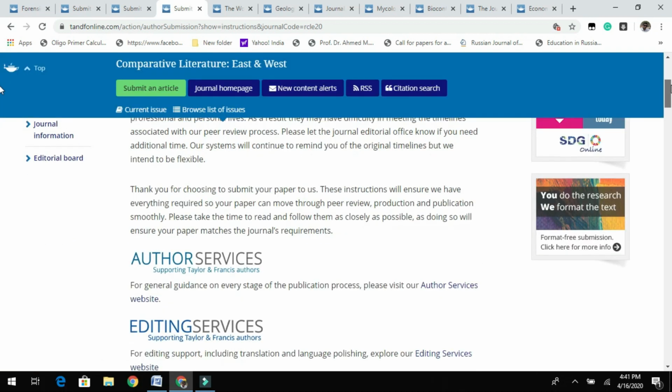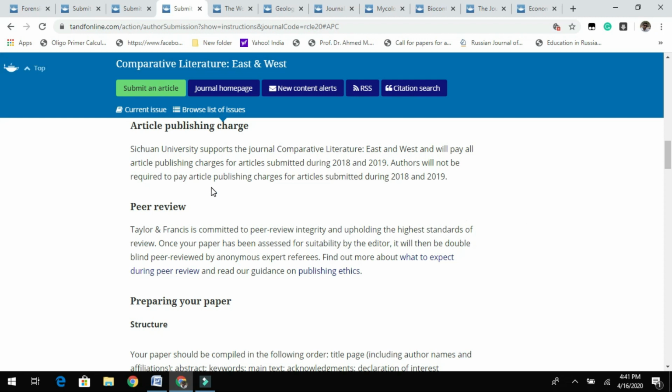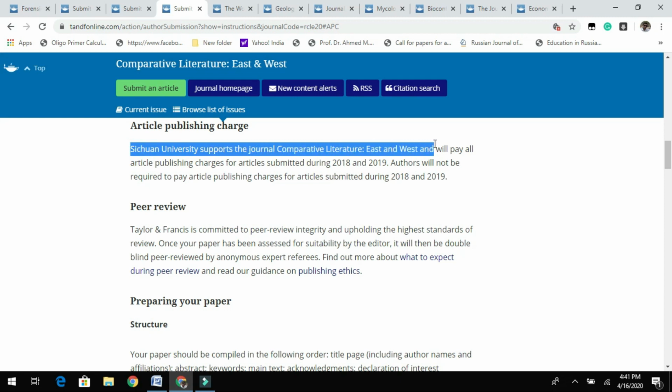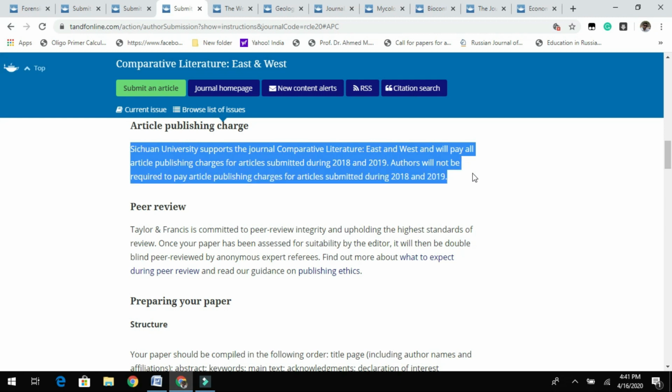So let us see whether this journal has any article publishing charges. This university is supporting the cost and they are sponsoring. They pay all the article publishing charges for articles submitted during 2018, 2019, and now also they have continued the same. So before submitting, please do check whether you need to pay or not.